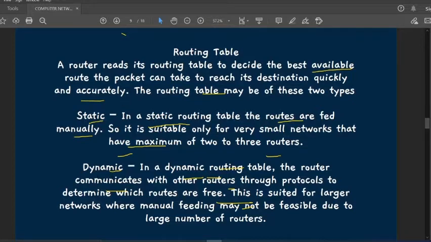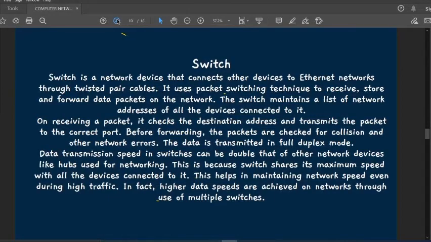Dynamic routing table: the router communicates with other routers through protocols to determine which routes are free or which routes are best. This is suited for large networks where manual feeding may not be feasible due to the large number of routers. I hope now you understand which one is best in which case. If we have fewer routers, then we can go for a static routing table.